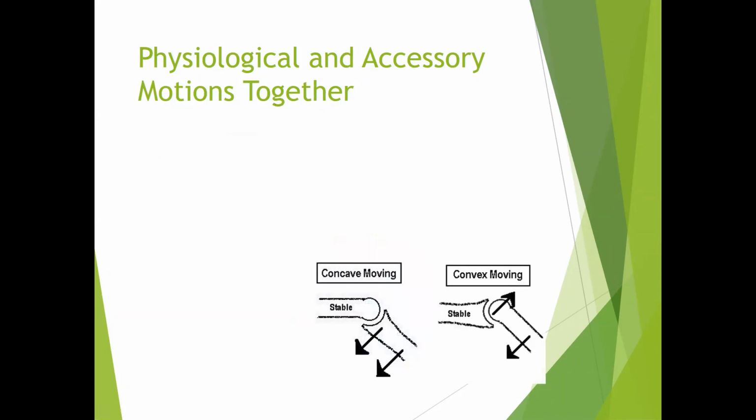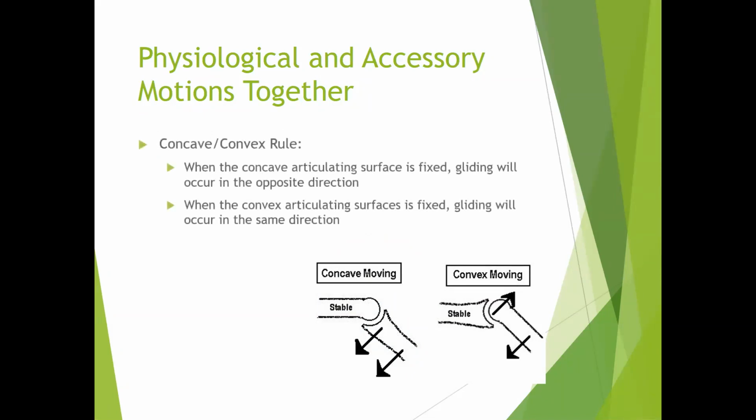All right. For this one, we have something that's kind of moving in opposition of each other. So I'll read out the pure definitions, then I'll do the movements with my hands. I'll have a little chat, see how we understand it, and we'll move on from there, okay? So let's just read the definition purely. When the concave articulating surface is fixed, gliding will occur in the opposite direction. When the convex articulating surface is fixed, gliding will occur in the same direction. What in the world does that mean?